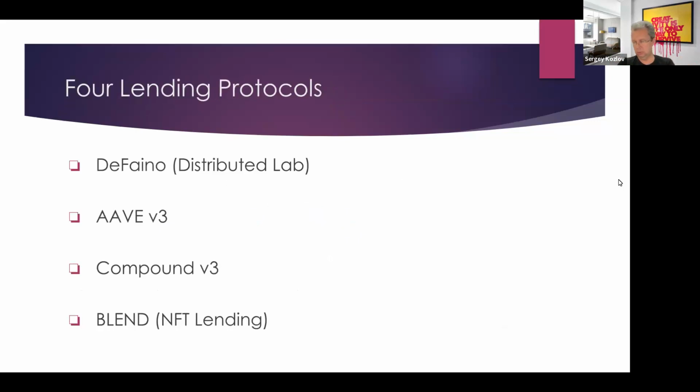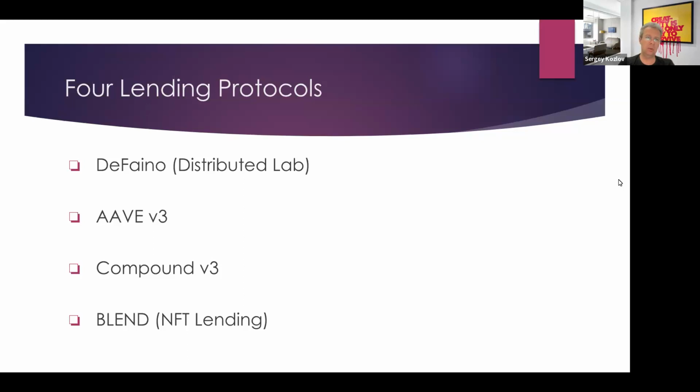In this topic, this lecture, maybe that will be 2 lectures actually, we'll speak about 4 lending protocols. Defina, that's our own protocol, which has been developed for 2 years by Distributed Lab. We support this as a white label, and we will have a practical exercise with it, looking at how it works. Then Aave V3, Compound V3, and Blend, which is the new protocol introduced at the end of April or even in May. And the interesting thing about this protocol is that it allows you to take loans with NFT collateral. So it's NFT lending.